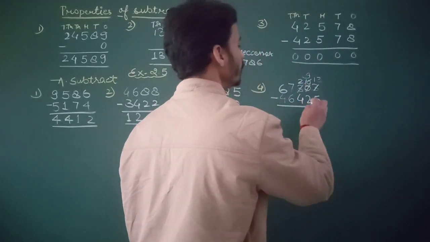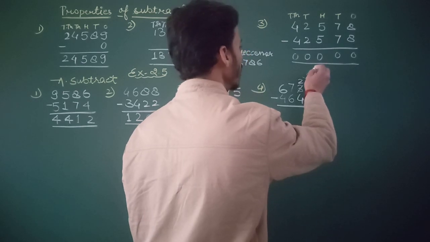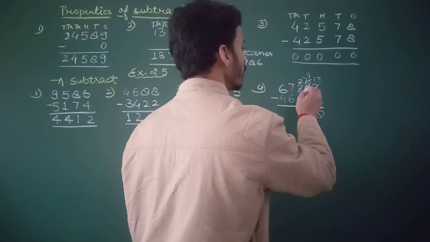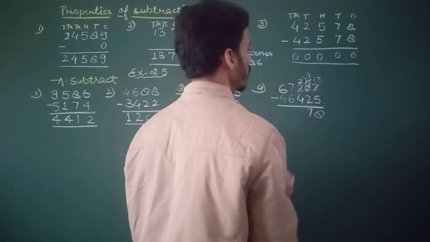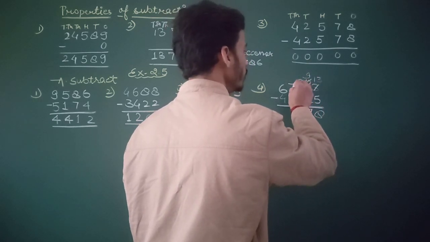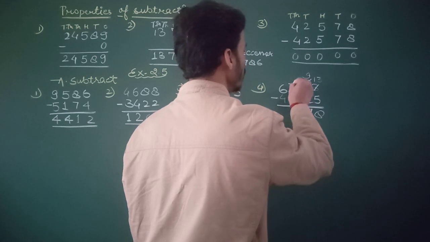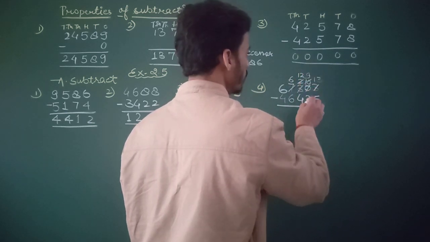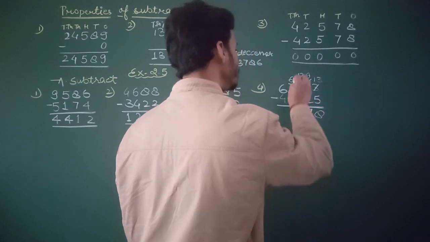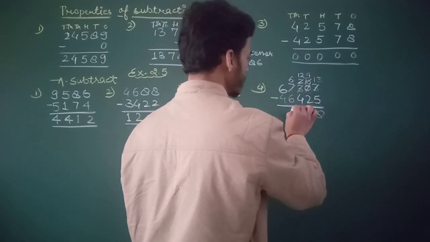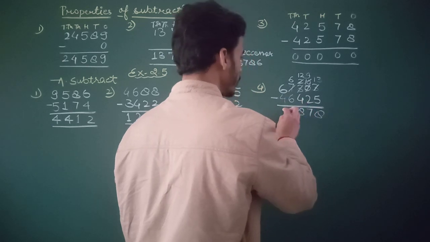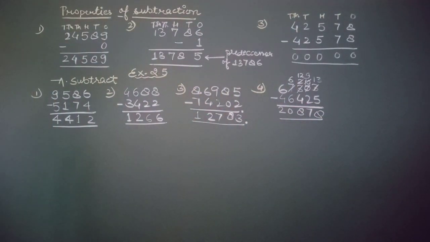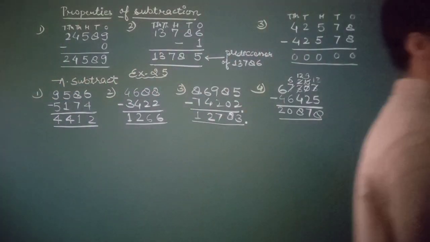And after that, 9 tens minus 2 tens, that is 7 tens, and 400 can't be subtracted from 200, so regroup 7,200 into 6,000 and 1,200. Now 1,200 minus 400, that is 800, and 6,000 minus 6,000, that is 0, and 6,000 minus 4,000, that is 2,000. 6 ten-thousands minus 4 ten-thousands, that is 2 ten-thousands.